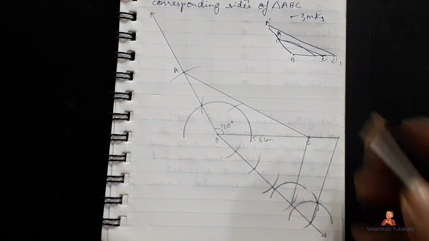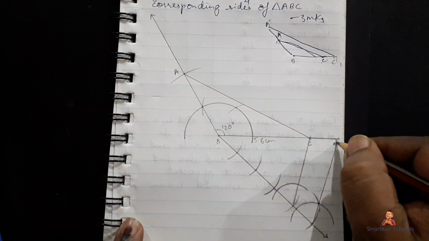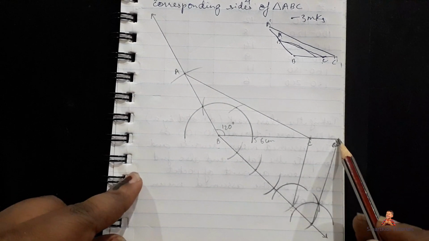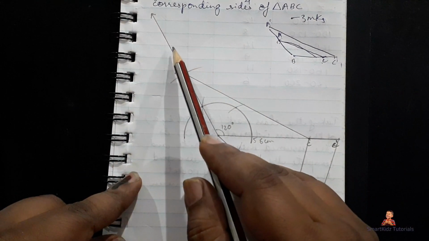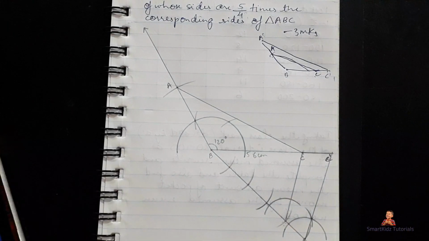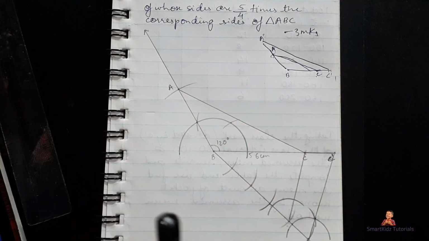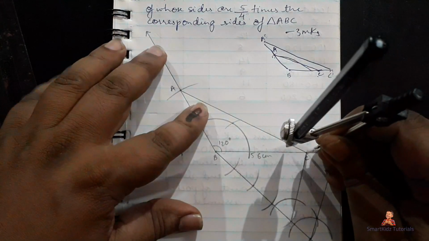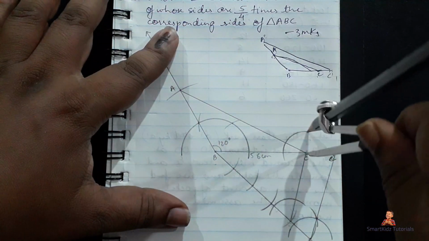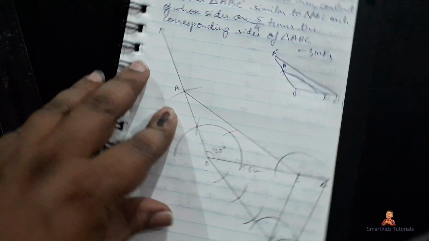Next thing we need to do, so this will become your C dash. You can mark this as C dash, and from here we need to draw a line parallel to here so that we get A dash out here. So let's do that. Once again the same thing we need to do, draw an arc like this. Once we draw the arc like this, all we need to do is take the measurement. So the measurement will be from here to here.